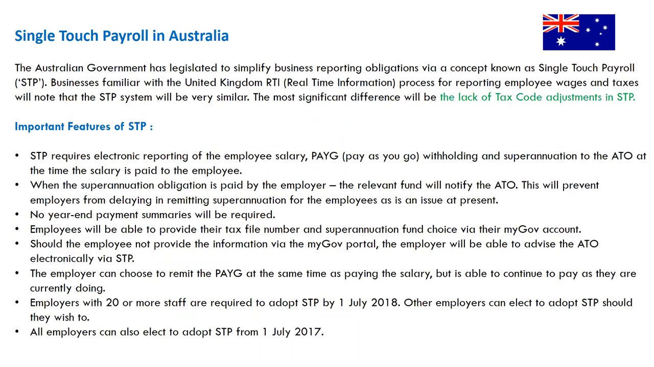Are you aware of STP? STP is an end of regulations. The Australian government has asked for Single Touch Payroll. It is not very old; they started it in 2017-18. Our EC payroll is already compliant with this, in line with whatever the government has authorized. Single Touch Payroll means there should not be much manual intervention. That is the core idea. You can go through these details.